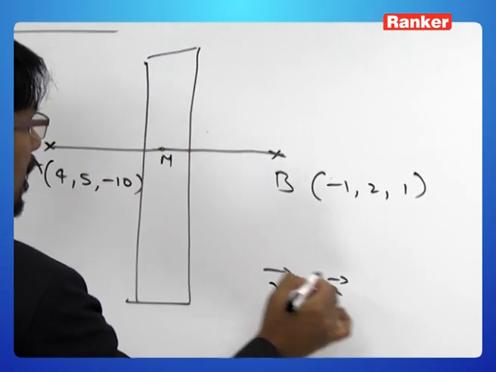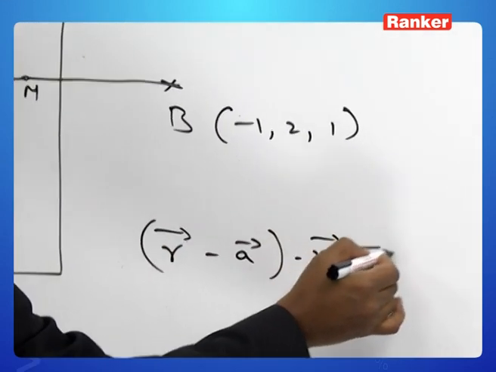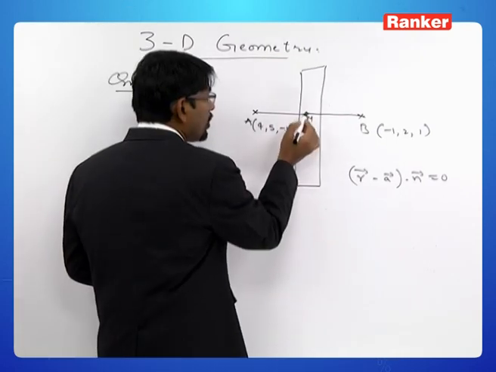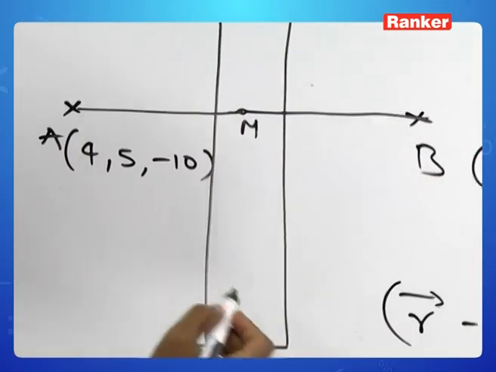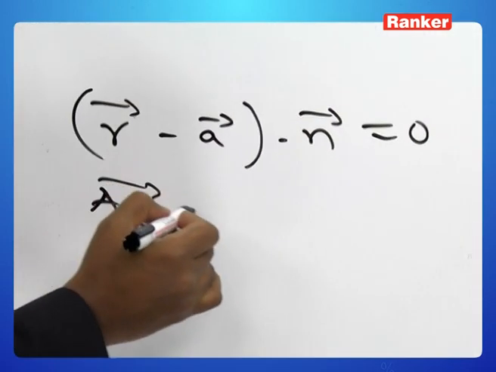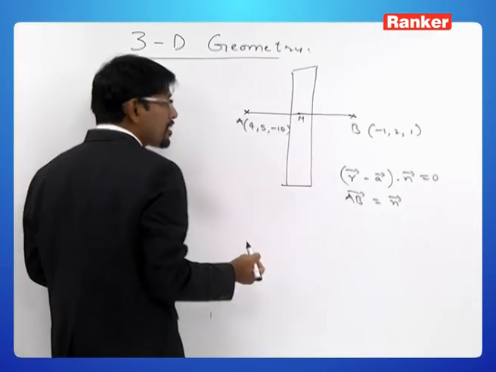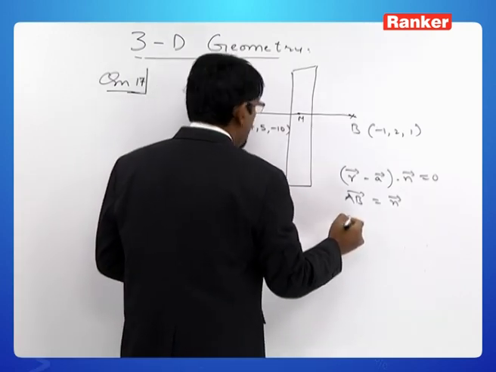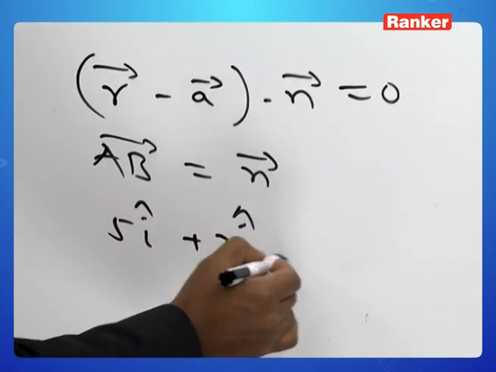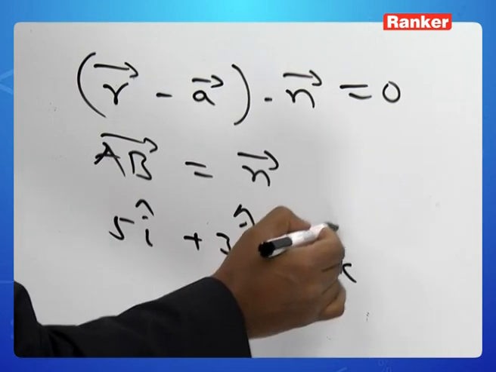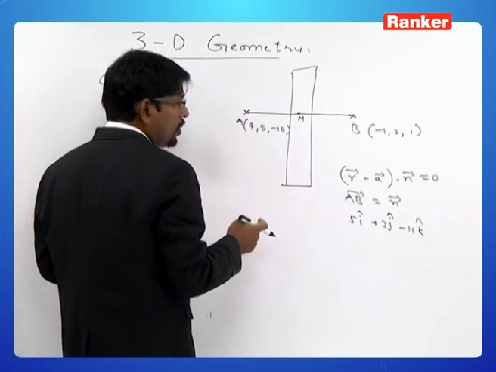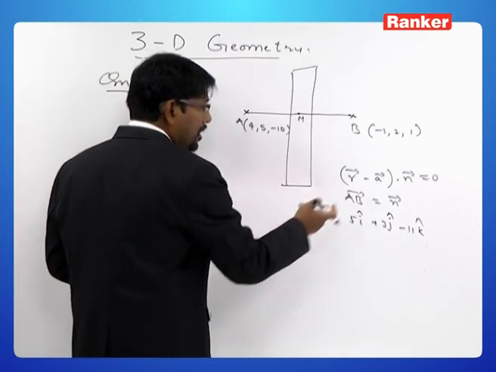What is the vector form of the equation of the plane? R bar minus A bar dot N bar is equal to 0, where A bar is the position vector of one of the points on the plane and N bar is a vector normal to the plane. Now what is a vector normal to the plane? Very clearly here AB vector is N bar. AB vector I can write in the form 5i plus 3j minus 11k. AB vector or BA vector, that hardly matters. So AB or BA, you can take it as N bar.